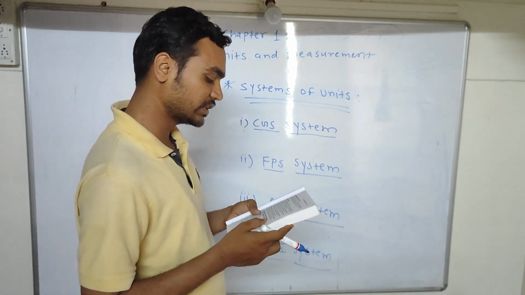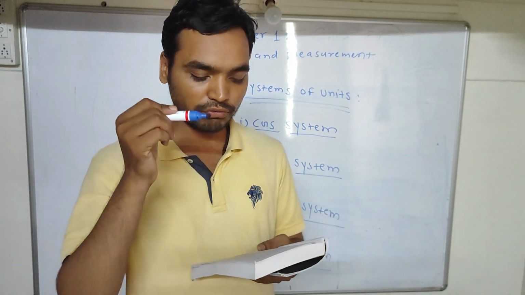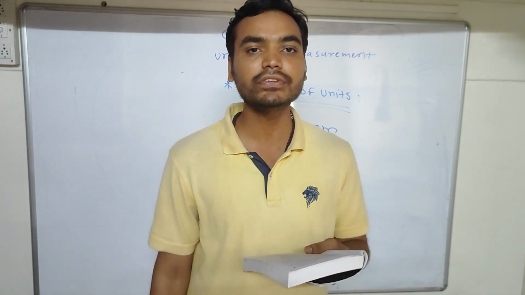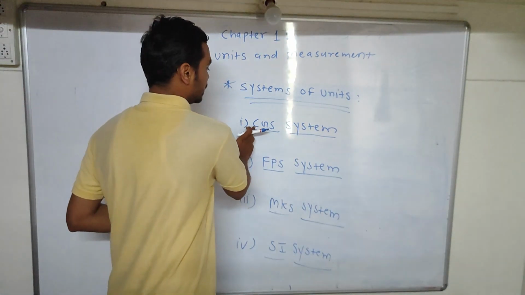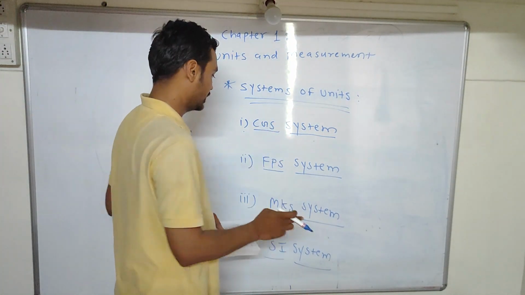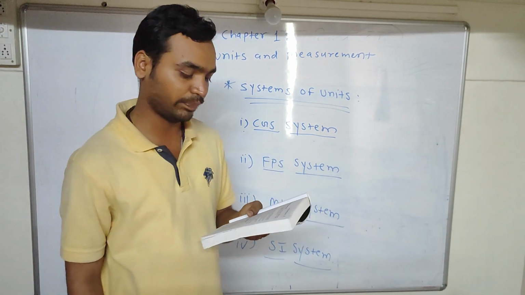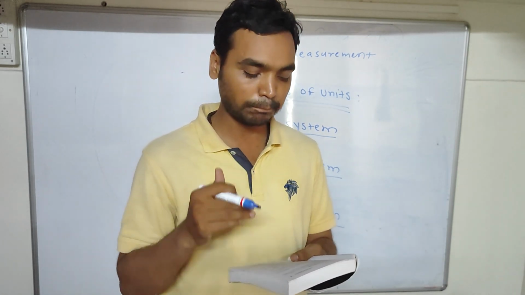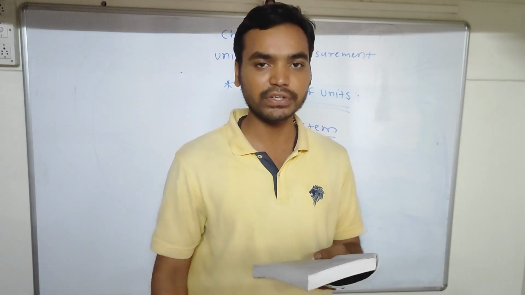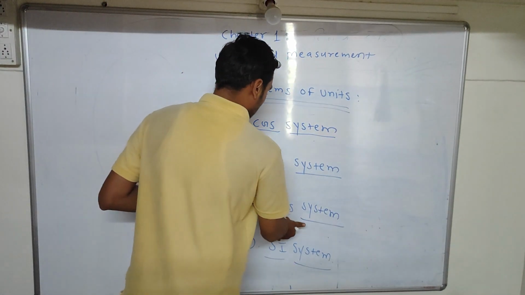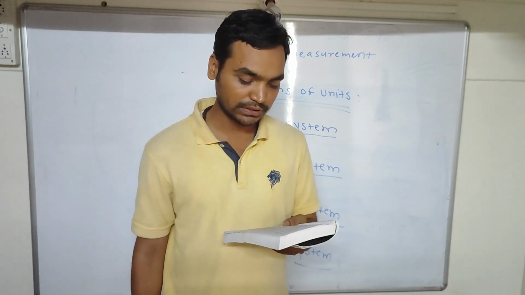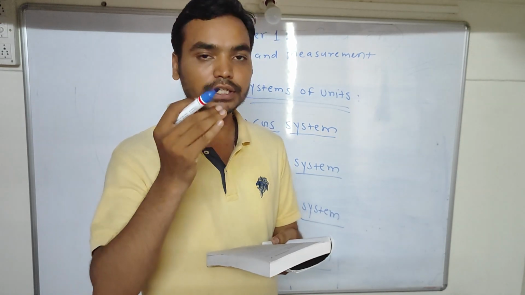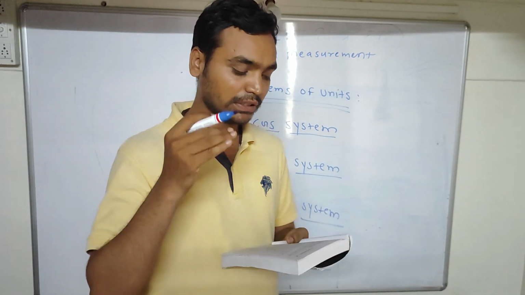Listen, CGS system. In this system, the unit of length is centimeter, the unit of mass is gram, and the unit of time is second. Centimeter, gram, second system. Then foot, pound, second system: the unit of length is foot, the unit of mass is pound, and the unit of time is second. Then MKS system: the unit of length is meter, the unit of mass is kilogram, and the unit of time is second.